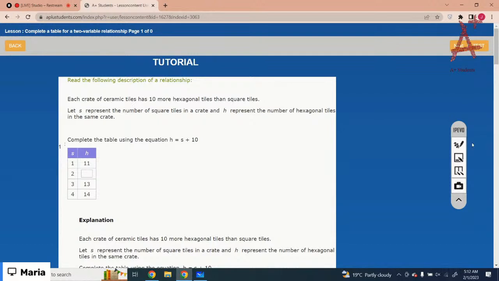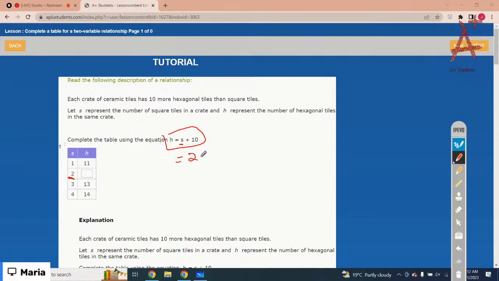So you are given the equation, you just have to complete the table using H equals S plus 10. Just use this equation. For the missing value, S equals 2. So just replace the variable with the value. It would be 10 plus 2 equals 12. So that means the missing value is 12. Got it?